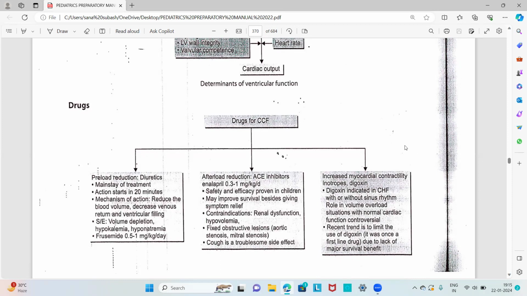So these are the drugs for congestive heart failure: to reduce the preload by the diuretics, to reduce the afterload by the ACE inhibitors or ARBs, and to increase the myocardial contractility by digoxin and inotropes.